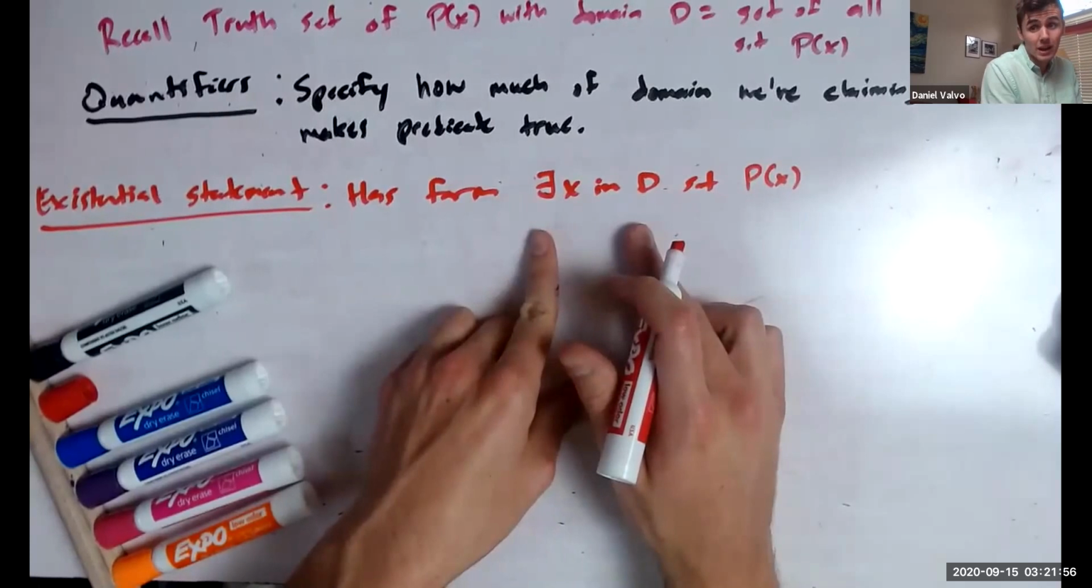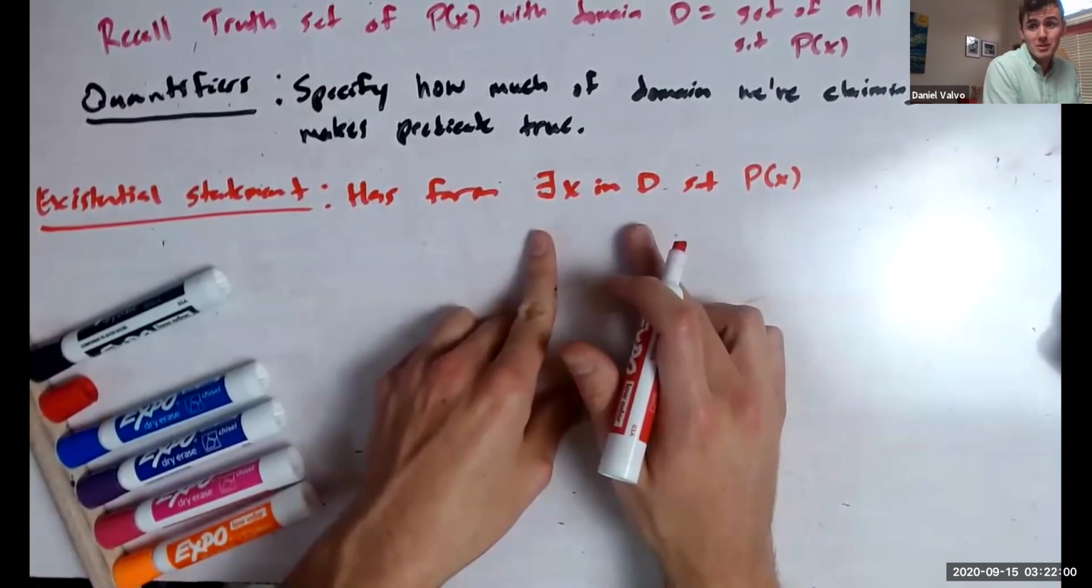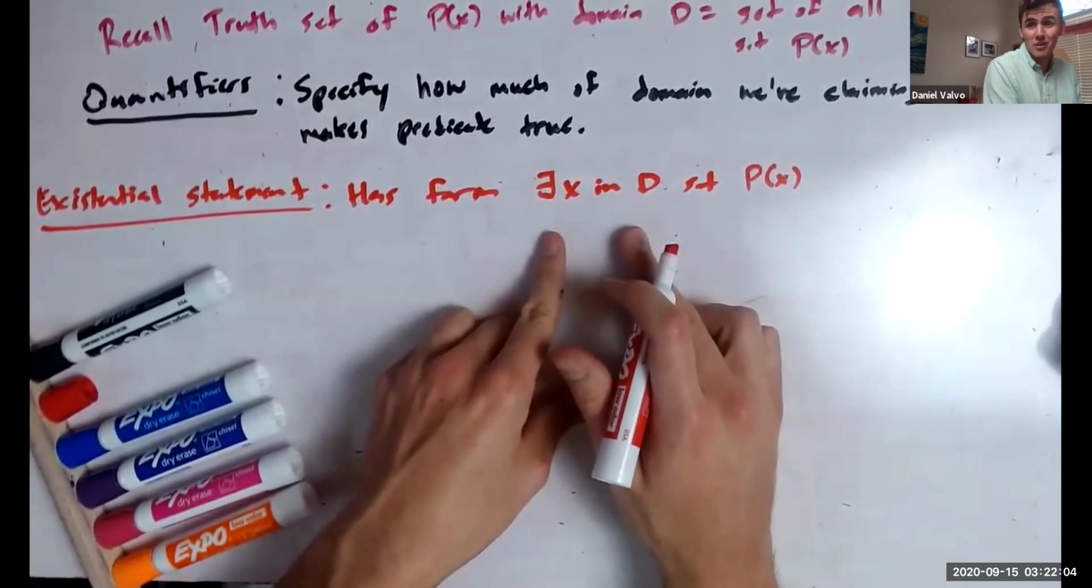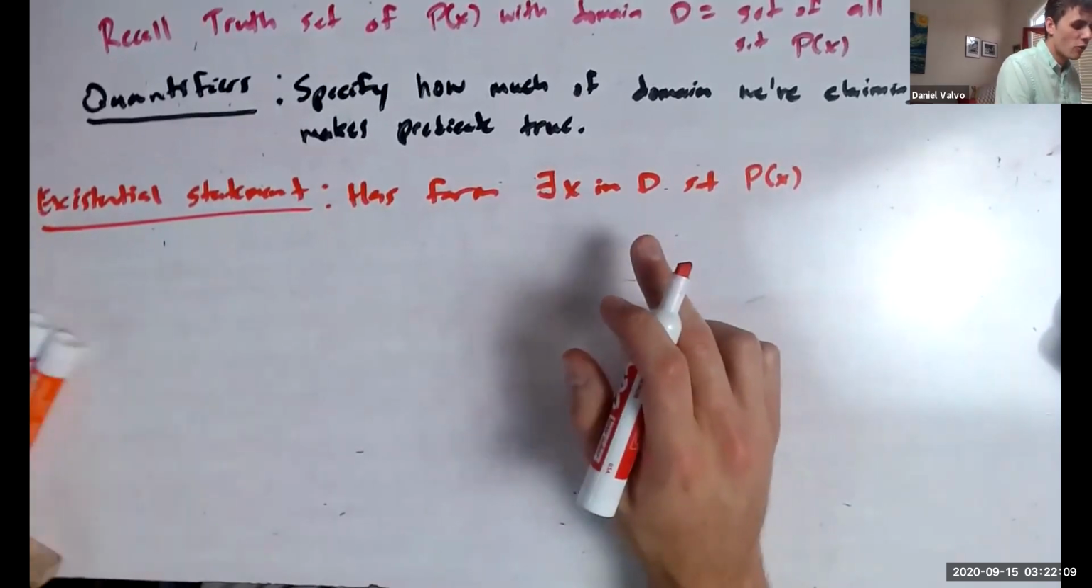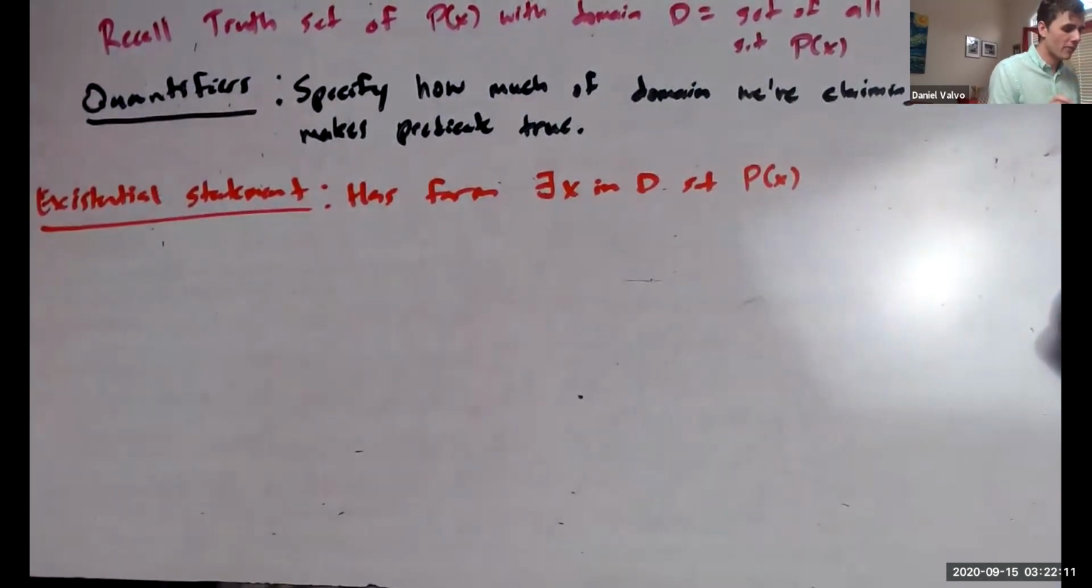Unlike a universal statement, where we're saying a lot, right? A universal statement says a lot, but proving it false is really easy: you just find one counterexample. An existential statement says very little, but we'll see that proving it false is actually pretty hard. So anyway, this has the form there exists X in D such that P of X.